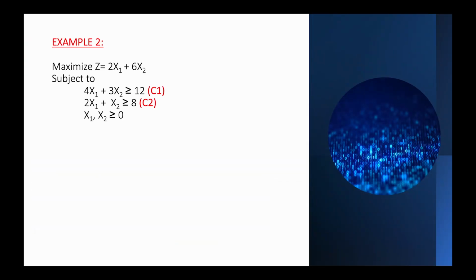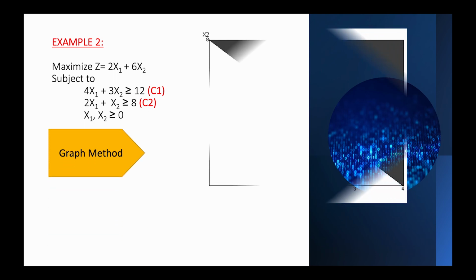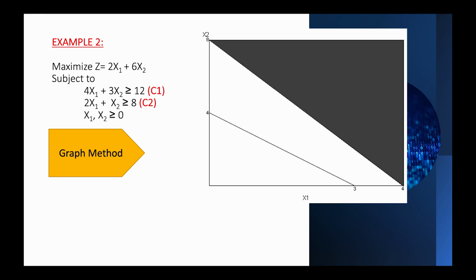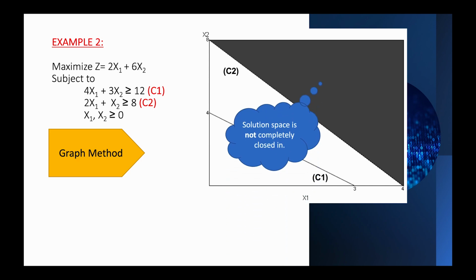Example number 2, where the objective function is maximization and subject to 2 constraint equations where both constraint signs are greater than or equal. Based on the graph method, the solution space is not completely closed in. So example 2 is considered an example of an unbounded solution.